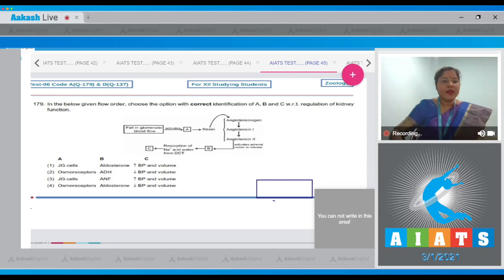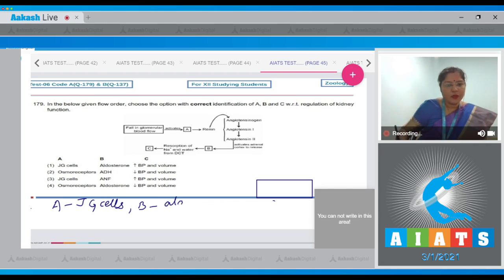Question number 179. In the below given flow order, choose the option with correct identification of A, B and C with respect to regulation of kidney function. Falling glomerular blood flow activates A, which secrete renin. So A is JG cells. Renin acts on angiotensinogen and converts it into angiotensin 1. Angiotensin 1 converts into angiotensin 2. Angiotensin 2 then activates adrenal cortex to release B, and this B is aldosterone.